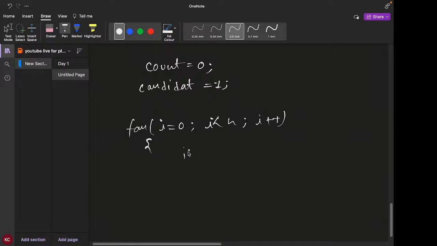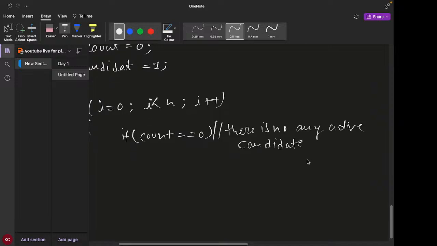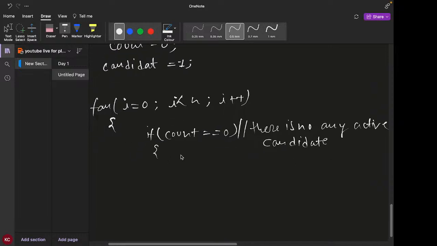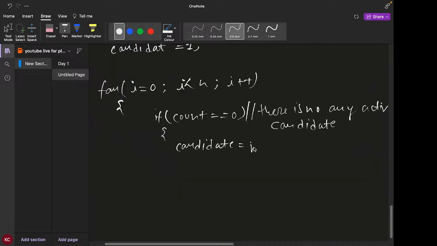if the count is equal to 0, there is no active candidate, so we have to assign a new candidate. So candidate will become nums[i] and count will become 1.